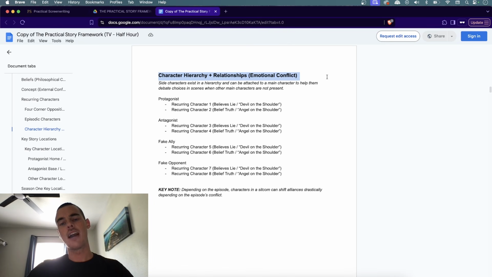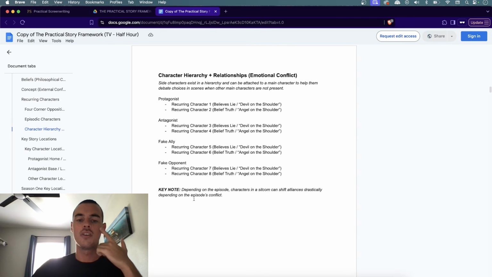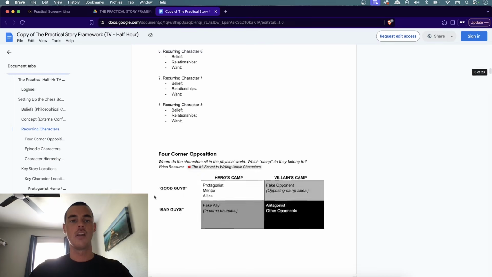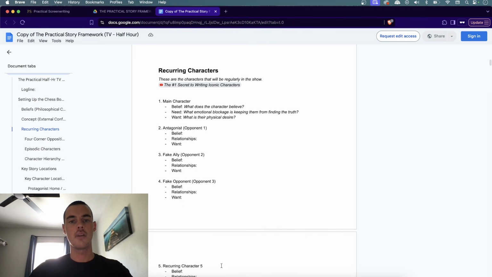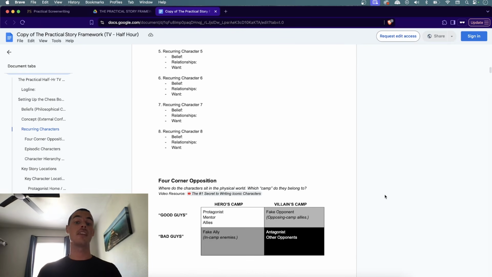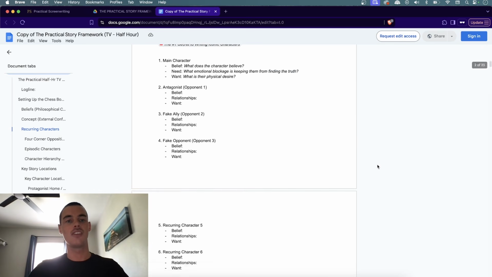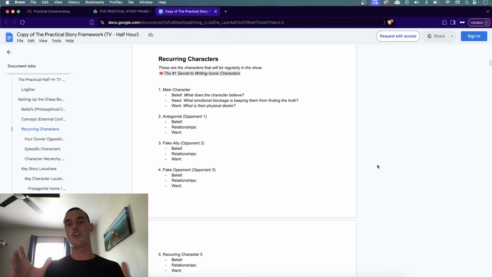Now, in the character hierarchy and relationships, there is one important element to say here, which is that characters in a sitcom or in a half-hour TV show can shift alliances drastically depending on that particular episode's conflict. So when we have these recurring characters up here, who's allied with who might be very different depending on which recurring character happens to be at the center of this episode's conflict, because that can also shift.